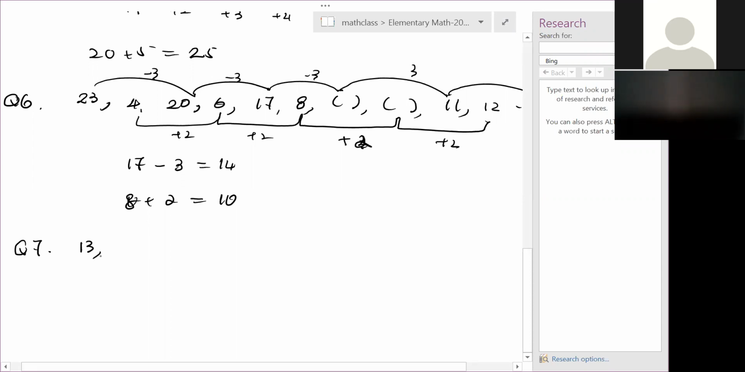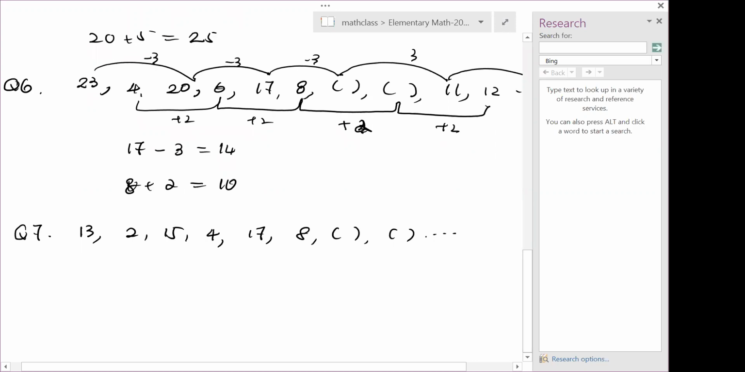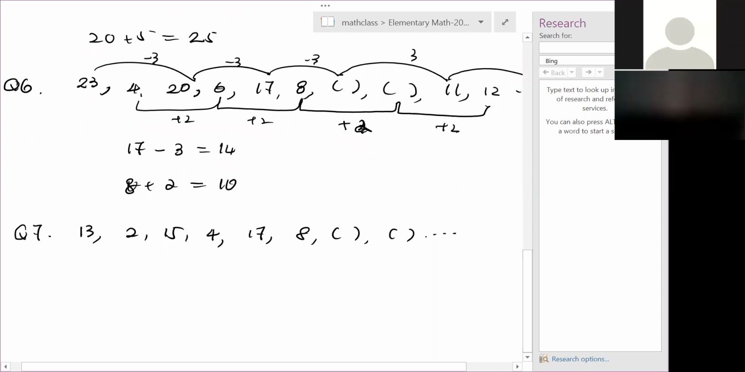So 13, 2, 15, 4, 17, 8. So let's see. We have a sequence of these numbers, right? And then we have some numbers missing at the end. Now you get some ideas, right? This is possibly an alternating sequence, two sequences embedded into one. Two sequences mixed up, right? So you can try to figure it out.